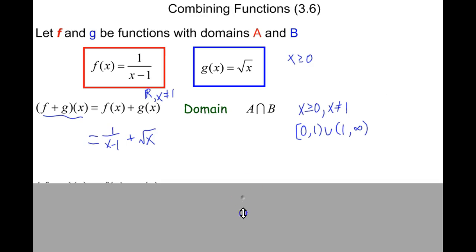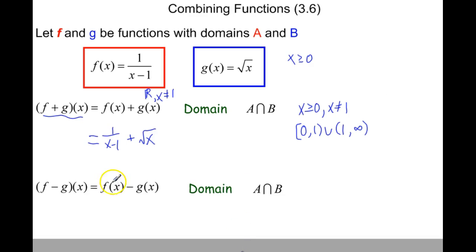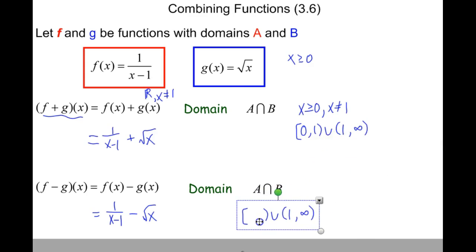As far as combining the functions, you can see this is pretty pedestrian. We're just subtracting. Again, when you see it like this, write it like this. You'd say 1 over x minus 1, which is f of x, minus g of x, which is square root of x. Domain's the same thing that we had right there, so that would be the domain here. Oops, missed a little part of that. So this would be from 0 to 1.